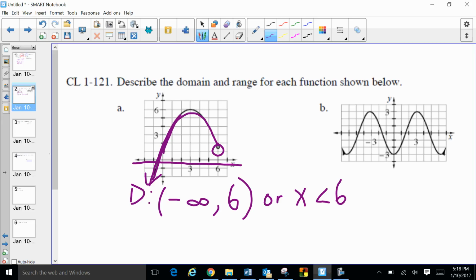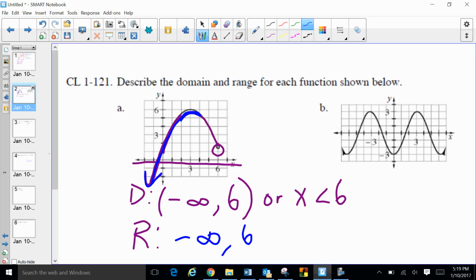Now let's look at our range. If we look at the range, remember we said range is bottom to top. So if we go down toward the bottom, we have an arrow. So it goes forever, or negative infinity. If we go up, the highest it ever goes is up here at the vertex, which if you look at the y value for that is 6. So it's again, just coincidentally, negative infinity to 6.